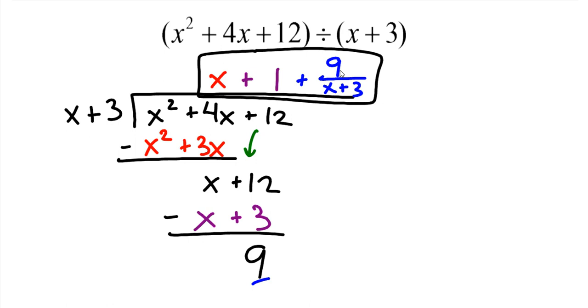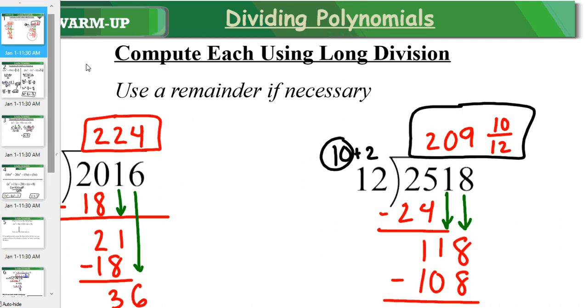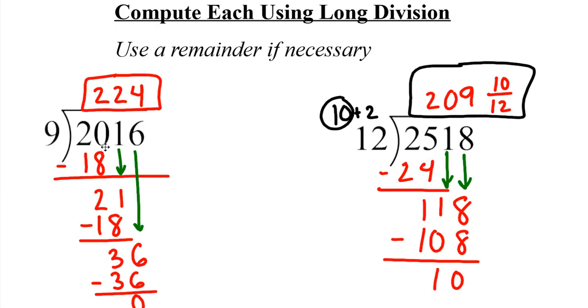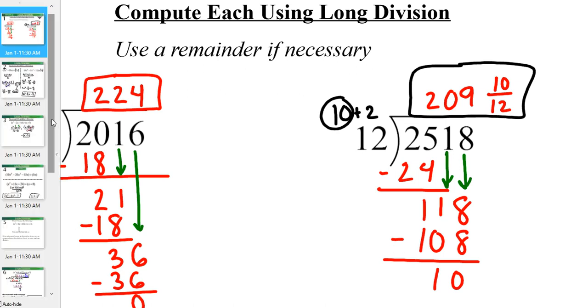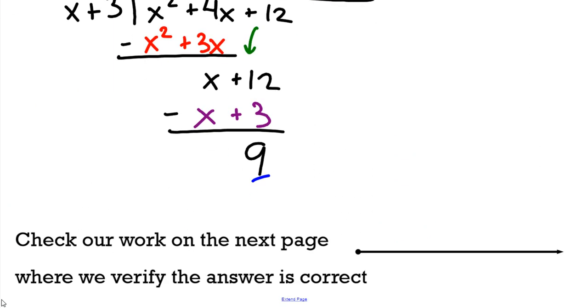How do I know I did it right? Well, let's go back. How could I ever know that I did this right when I was doing 9 dividing into 2016? Well, I could check by multiplying 224 by 9, and I should get 2016. How do I check division? I multiply, and that's exactly what we're going to do here. We're going to verify our answer by multiplying.